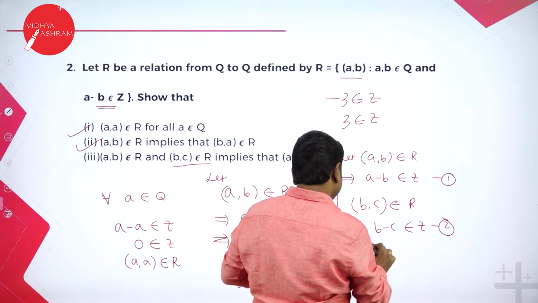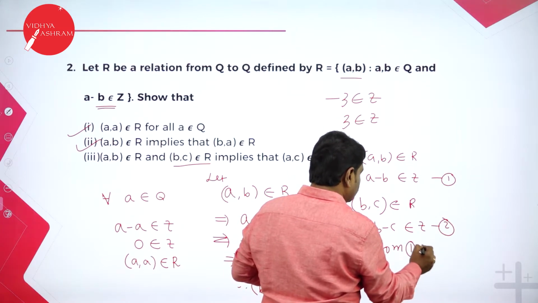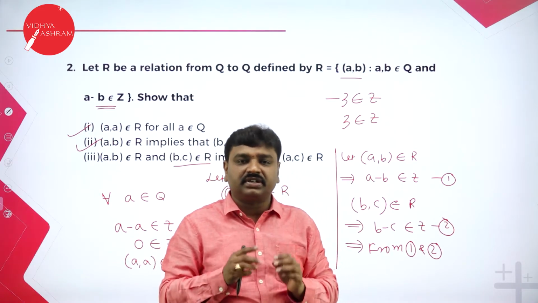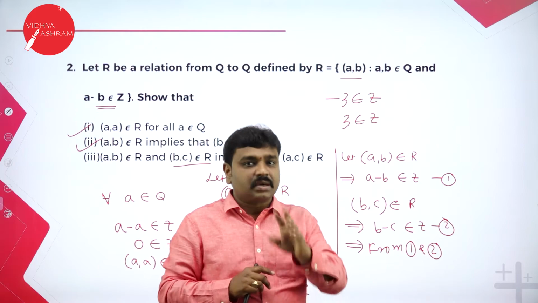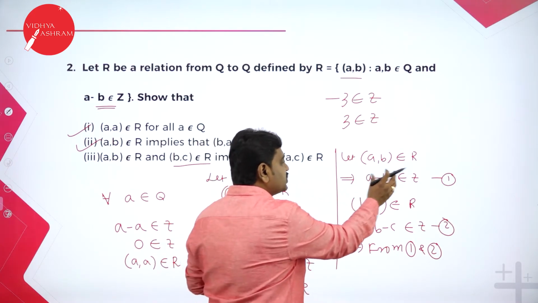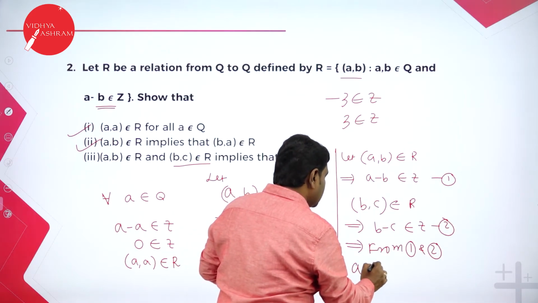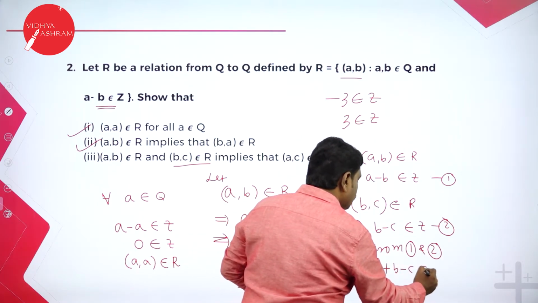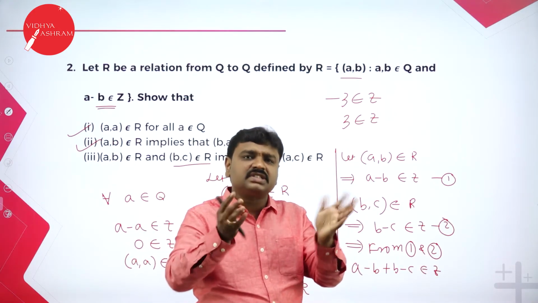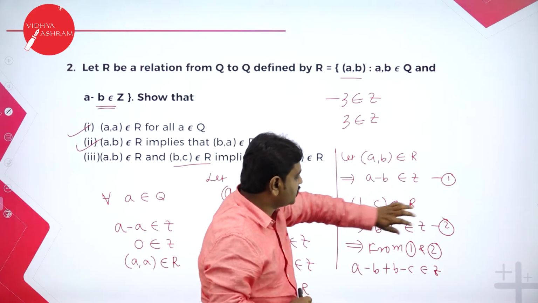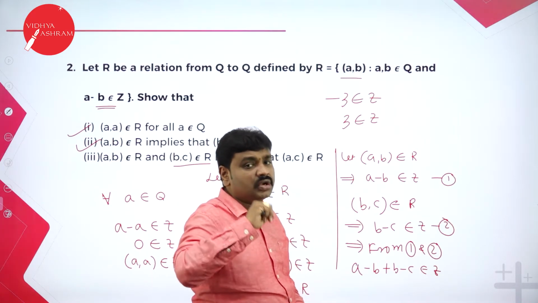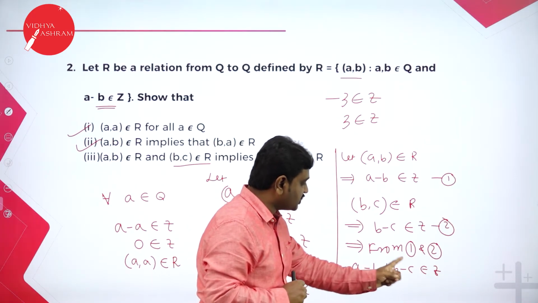From 1 and 2, see, two numbers are integers. A minus B is an integer, B minus C is an integer. You take any two integers and add; the sum of two integers is an integer. Suppose 5 is an integer, 3 is an integer. What is 5 plus 3? 8. 8 is also an integer. So A minus B plus B minus C is also an integer. If two numbers are integers, then their sum is also an integer.